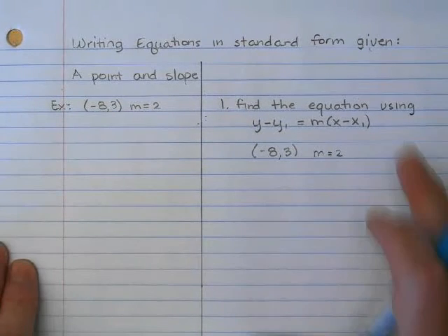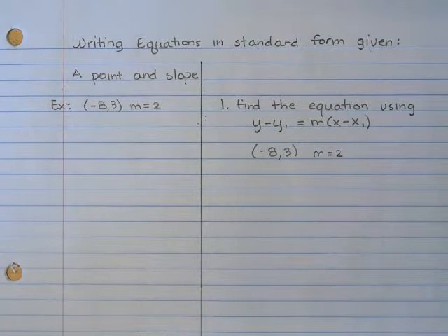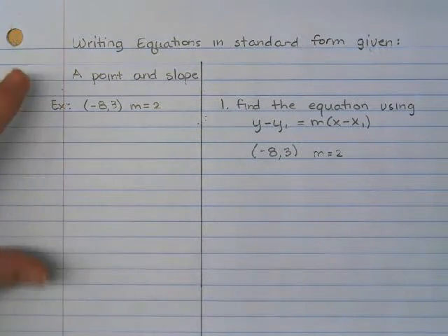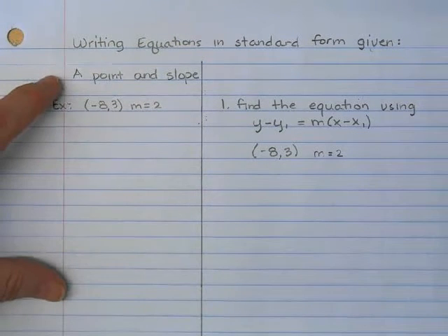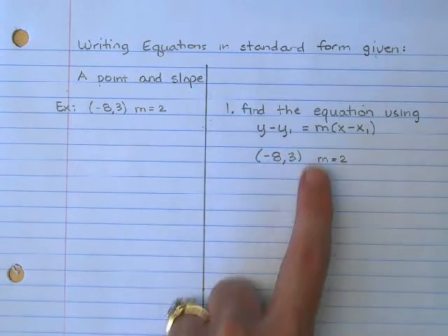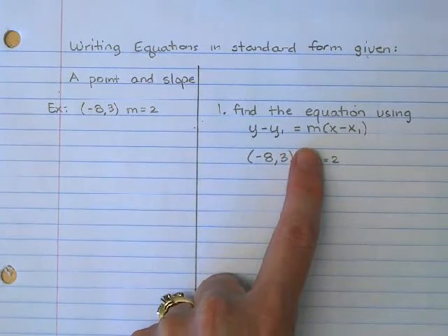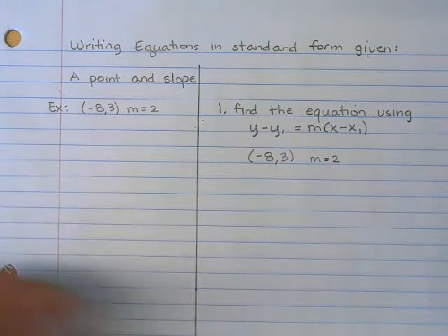Okay, so you might want to stop the video and write this down, but today we're going to look at how to write an equation in standard form, given a bunch of different scenarios. So the key is that we don't try to go right to standard form. We still use this idea right here: get the equation of the line, and then change it to standard form.